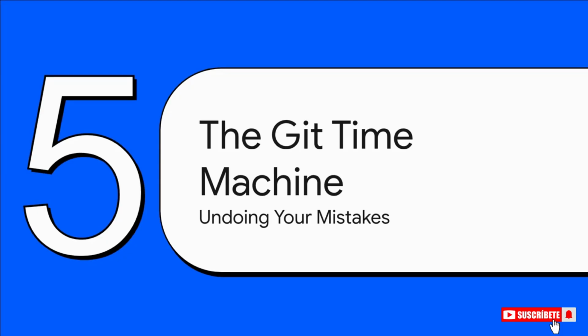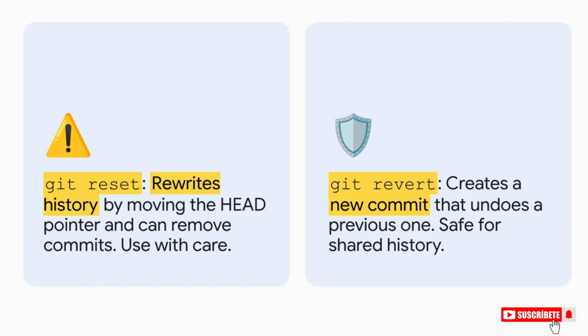All right, now for my absolute favorite part of Git, its ability to act like a time machine. Look, making mistakes is just part of coding, but with Git, you never have to be afraid of them, because you can undo pretty much anything. So the two main ways to undo stuff are reset and revert.